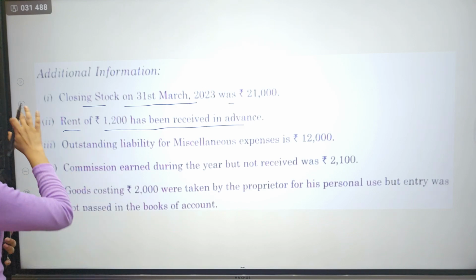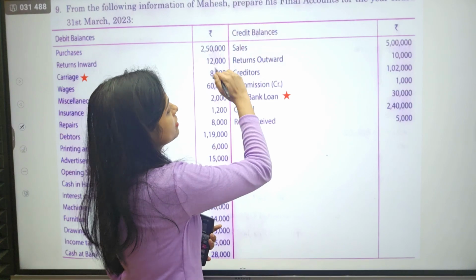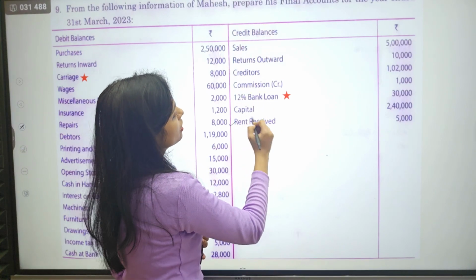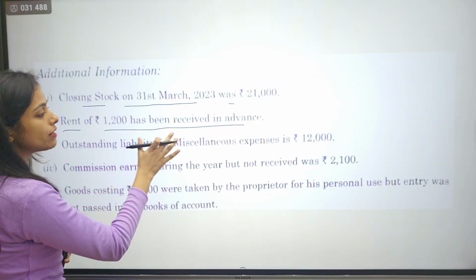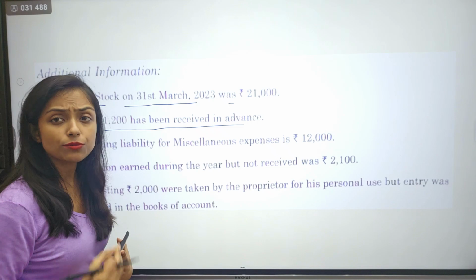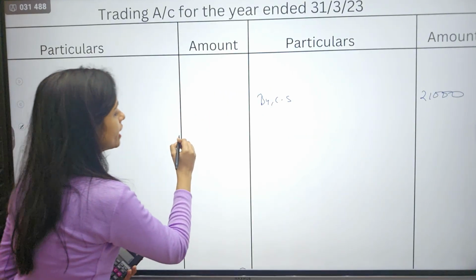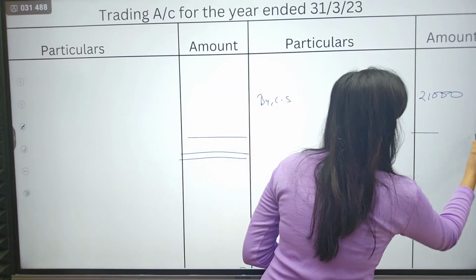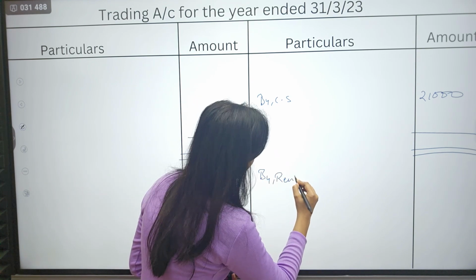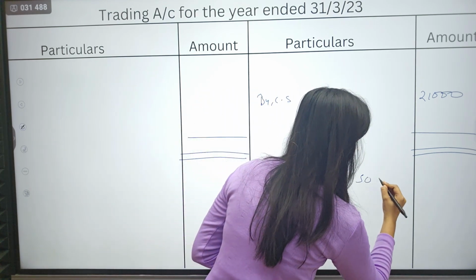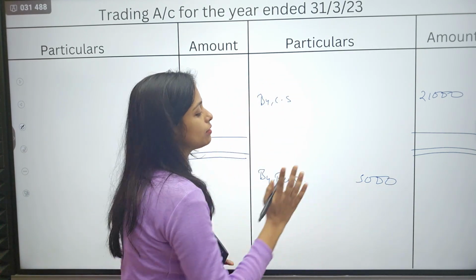I have received some rent in advance. So first I have to see how much rent have I received in total. Let's come to the credit side. Rent I have received 5,000 rupees ki rent I have received, but it is telling me out of this 5,000, 1200 is in advance, means it does not belong to this year, and something that does not belong to this year, what will I do with that? First thing, if I have received rent, I will write it on the credit side of my PL account. Okay, so by rent 5,000. This is given inside the trial balance.